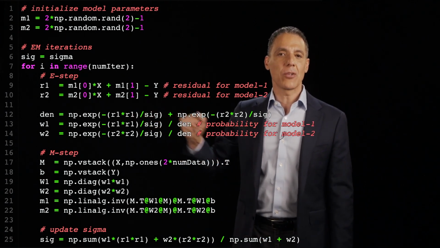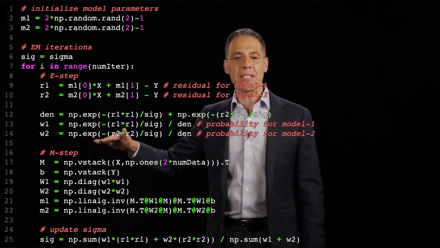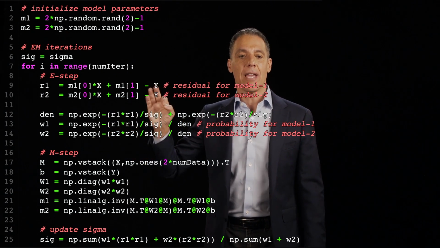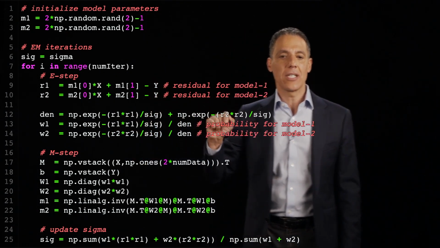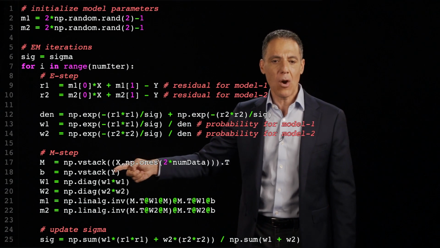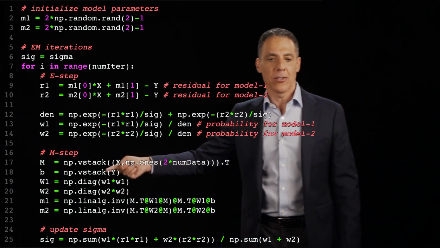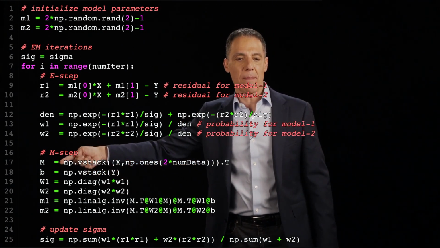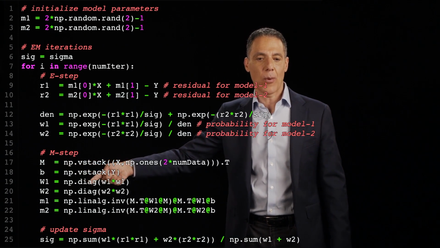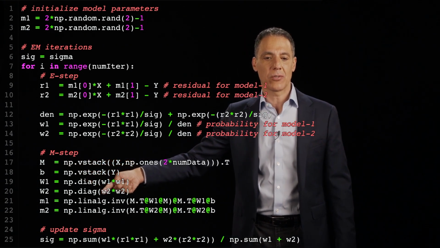So now I'm done with the E step. I now have, for every data point, a probability associated with it. Okay, now we do the M step. So we build our matrix. There's my M matrix, my B matrix. Here is my weighting matrix for W1, my weighting matrix for W2.